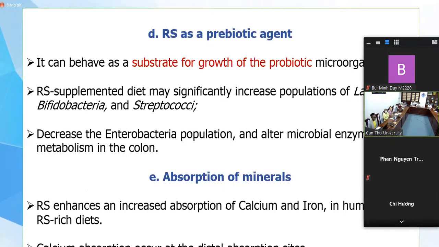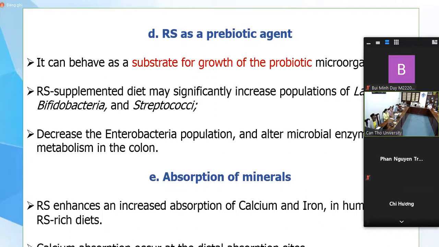The other advantage is prebiotic action. Resistant starch is a prebiotic agent. It provides food for the probiotic microorganisms. These are the good microorganisms in your large intestines, which include lactobacilli, bifidobacteria, and streptococci. And it also decreases the population of bad bacteria like enterobacteria, and also alters microbial enzyme metabolism in the colon.